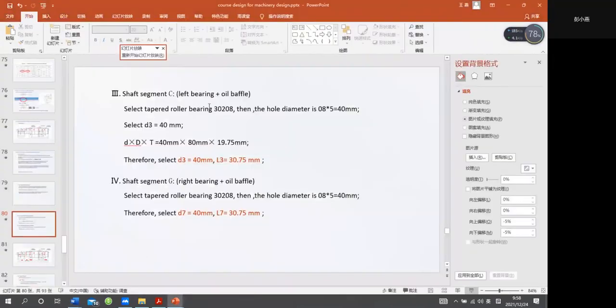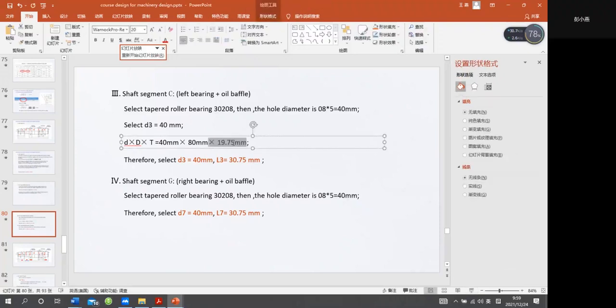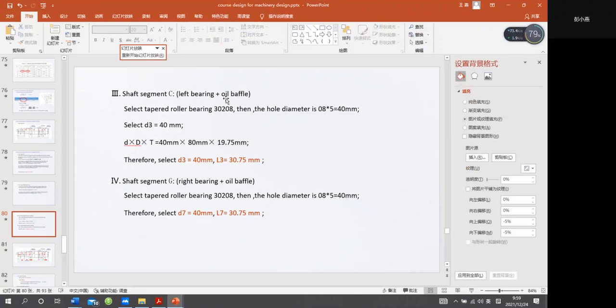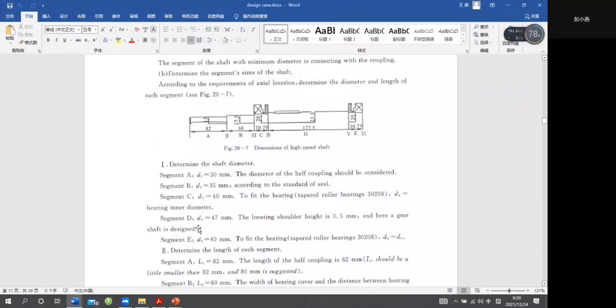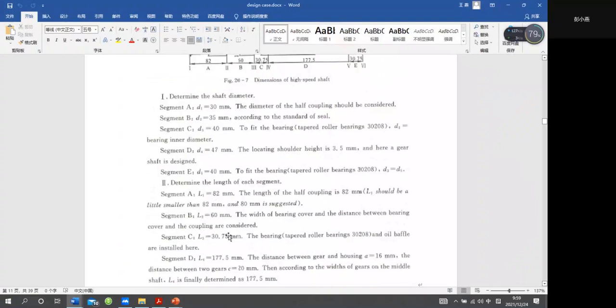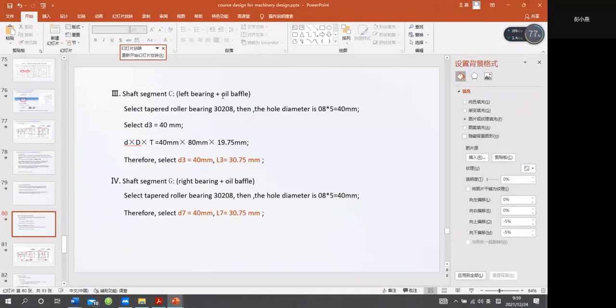So for this type of bearing, the hole diameter, the diameter of the bearing, and the width of the bearing are this, okay? If this segment is mounted with a bearing only, the length is this. But there is also an oil buffer mounted, so consider the width of the oil buffer. We refer to the design case. We select the length as 30.75, which means the width of the oil buffer is 11, okay?